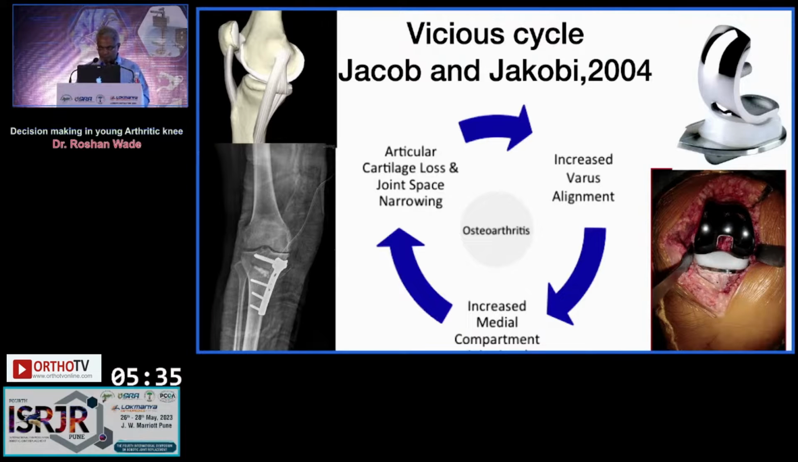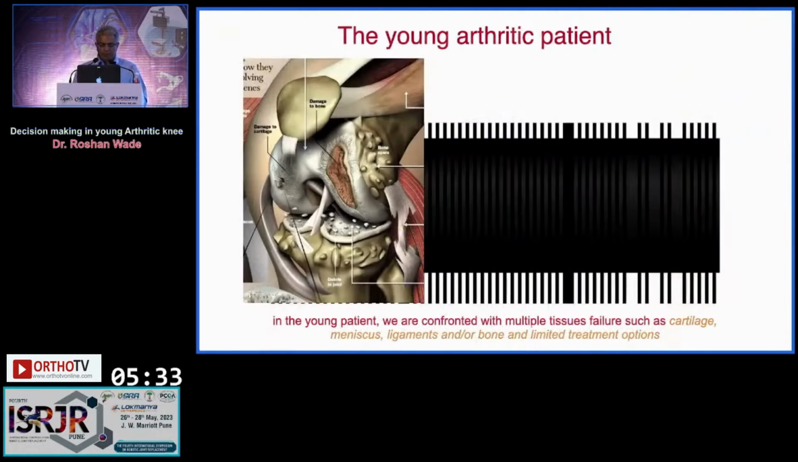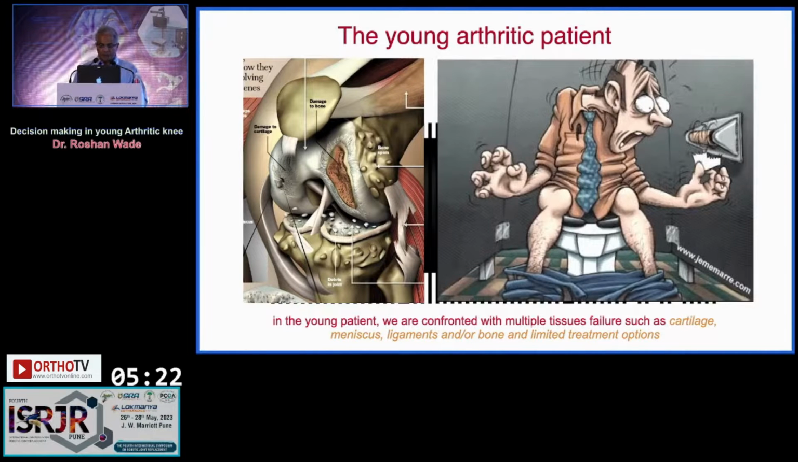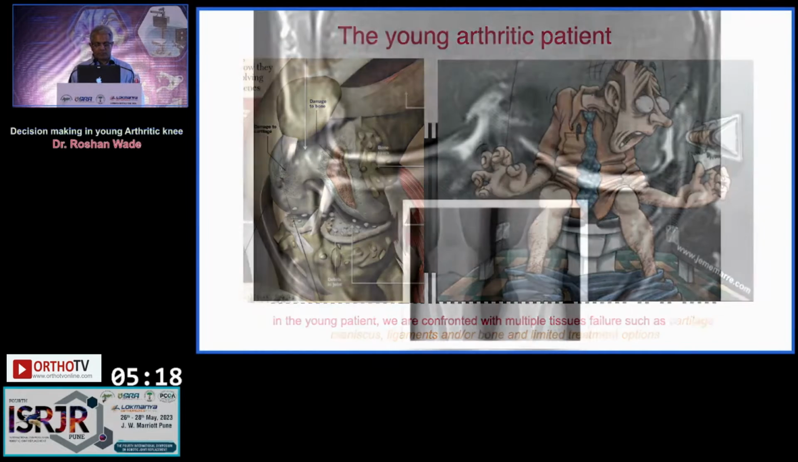And one has to ask what exactly a young arthritic knee is. It is a confluence of multiple diseases of tissue like meniscus and ligaments, with limited treatment options available. That makes the surgeon's life more vulnerable in how to address this issue.